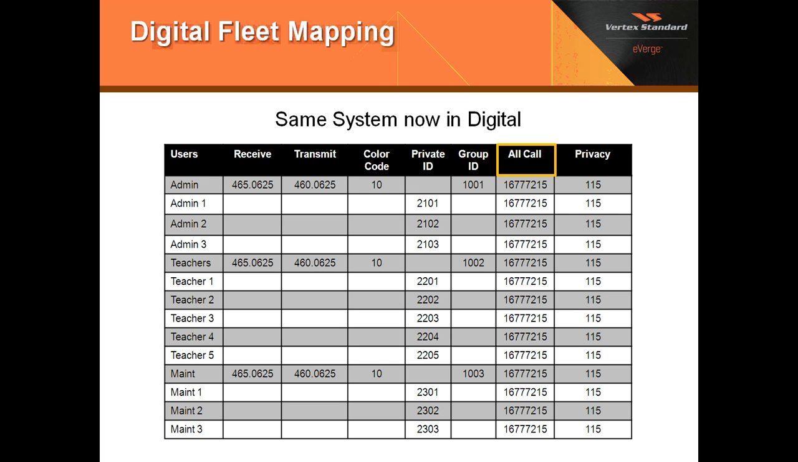In addition, we have an all call. As you can see, the all call is the exact same ID for everything. This is a DMR standard, 16,777,215 is the ID for an all call. Then lastly, for privacy, I selected 115 for our privacy. We have the option of setting it between 1 and 256. And we're just doing basic privacy.